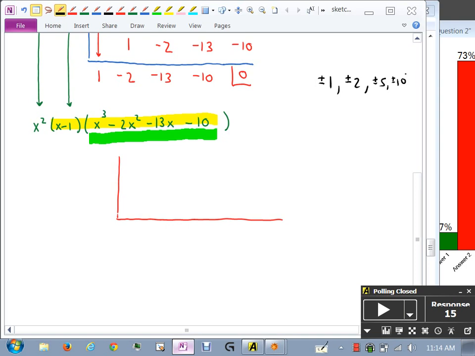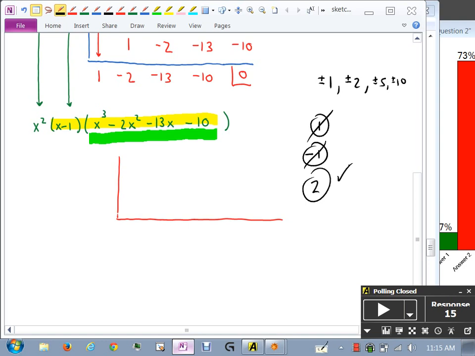Let's just say that we had done a problem. We had tried 1, and it didn't work. Then we tried -1, and it didn't work. Then we tried 2, and it did work. Then on the next synthetic division, we would start with what? 2 again. And then if that didn't work, we go to -2, and then we would go to 5, and then -5.